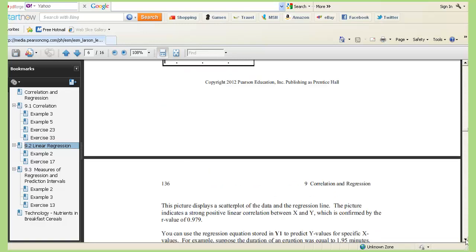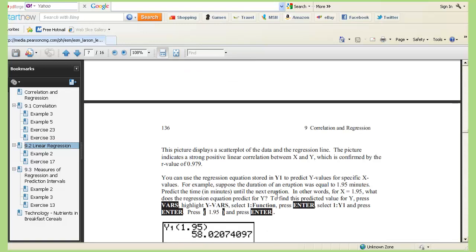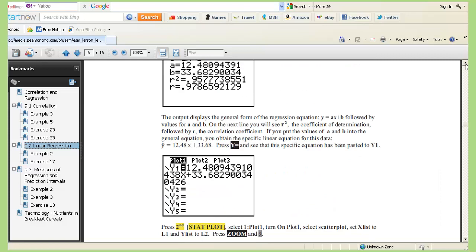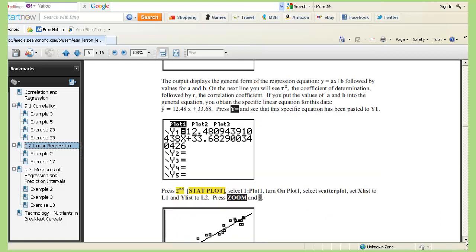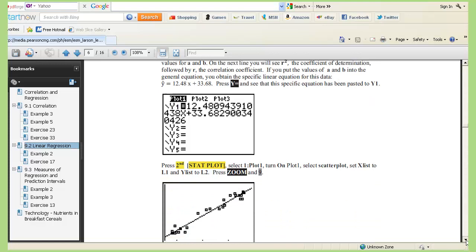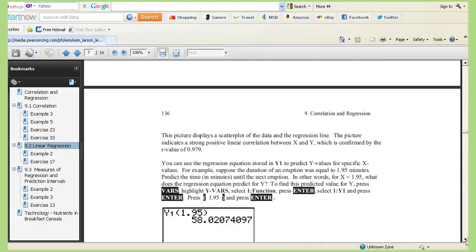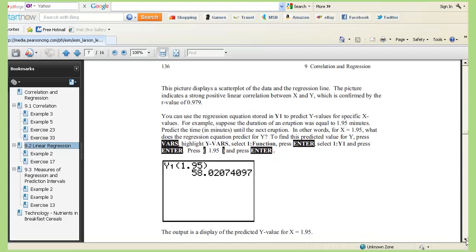positive correlation. And so it goes on here to tell you there's a strong positive linear correlation, and you can confirm that by looking at the correlation coefficient, and that was right here. That's pretty close to 1, so you know that it's a strong linear correlation. And so what you want to do now is you want to substitute numbers into your equation.